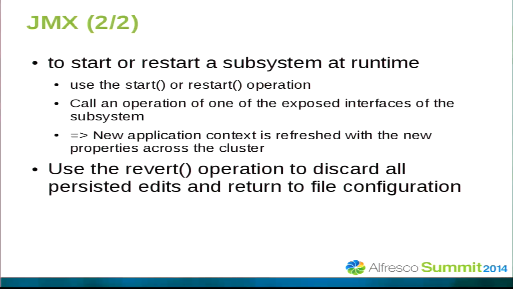So, if you forgot, or if you want to change that back to what the file says, then you can use the revert operation in the JMX console. That means that all of the persisted config that you've done for a specific area of the config through JMX will be forgotten, and upon the next start of the subsystem, which will be in a few seconds, you will get back the config that you've defined in the file.